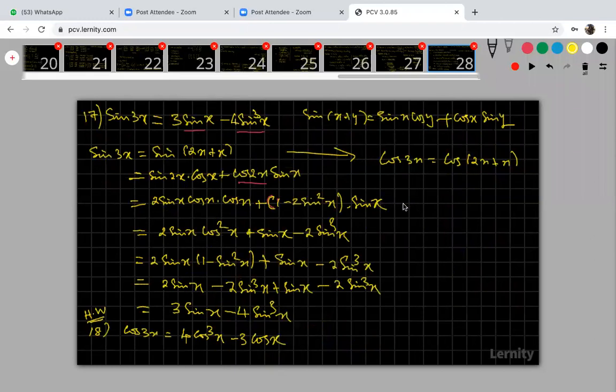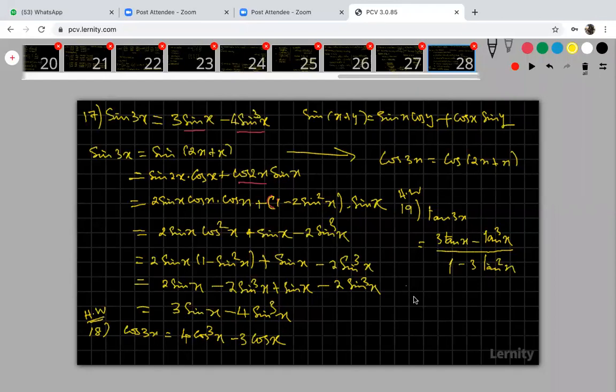This is the 18th. Look at the 19th. The 19th is also a homework one. So the 19th is tan 3x equal to 3 tan x minus tan cube x divided by 1 minus 3 tan square x.